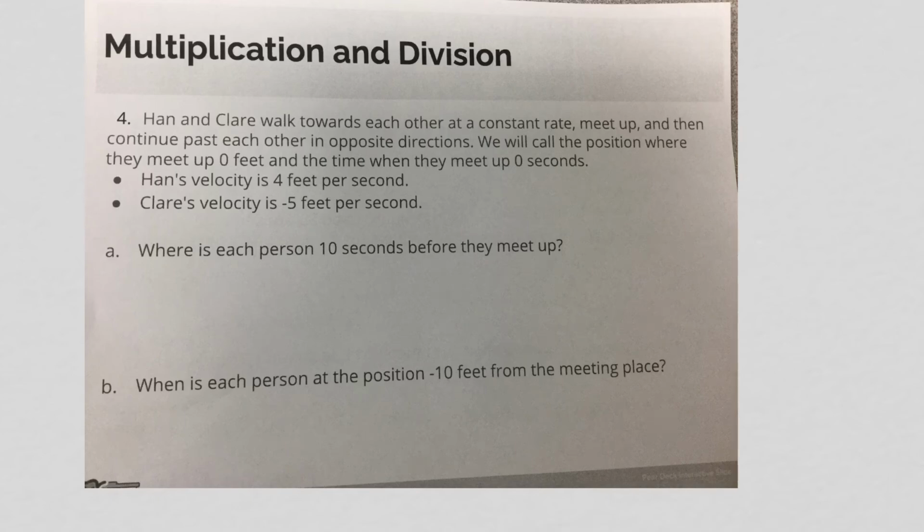All right, where is each person 10 seconds before they meet up? To help me solve this, I'm going to start with just a simplified number line. I'm going to have 0, which is where they meet up, and at the time when they meet up. Claire is going -5 feet per second, so Claire is going the negative direction. And Han is 4 feet per second, so Han is going to the positive direction. It says, where is each person 10 seconds before they meet up? So 10 seconds before they meet up is going to be -10 seconds.